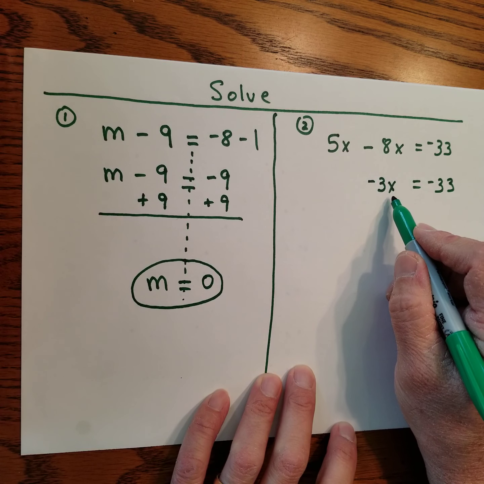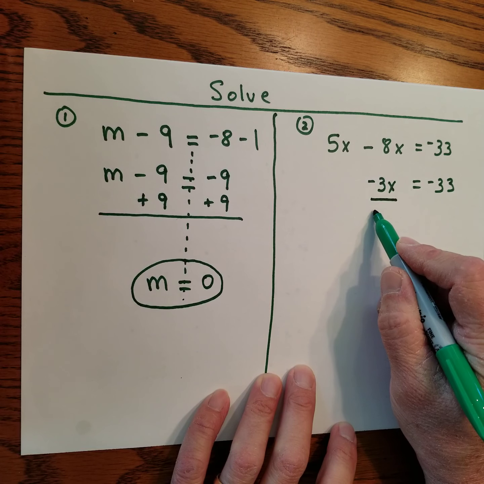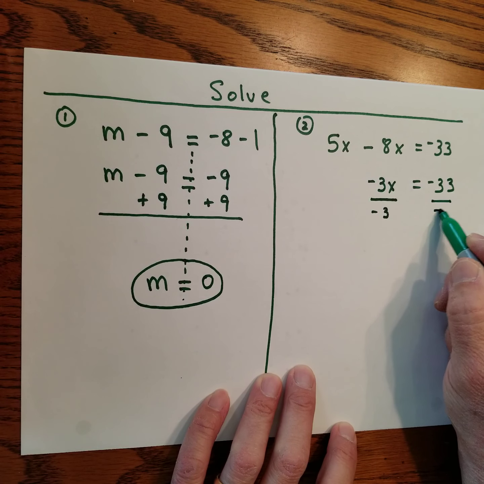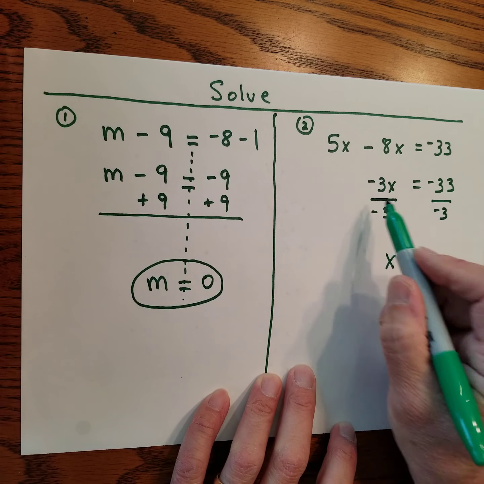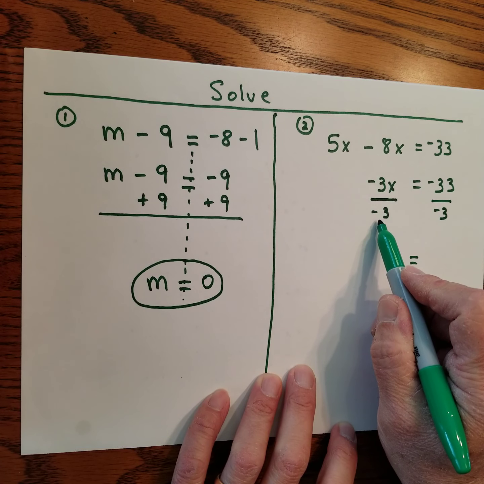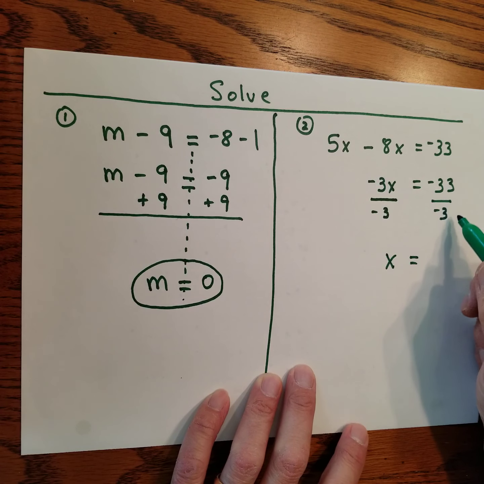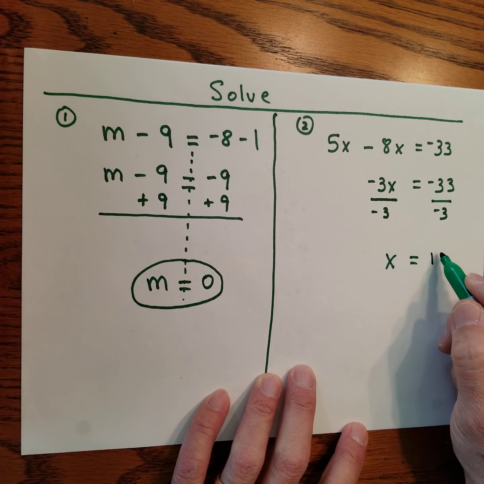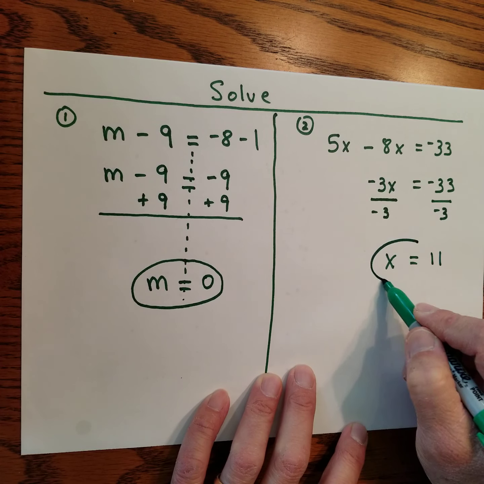Now get x by itself. The inverse of multiplication is division. Negative 3 divided by negative 3 is 1. 1 times x is x. Negative 33 divided by negative 3 is 11. A negative divided by a negative is a positive.